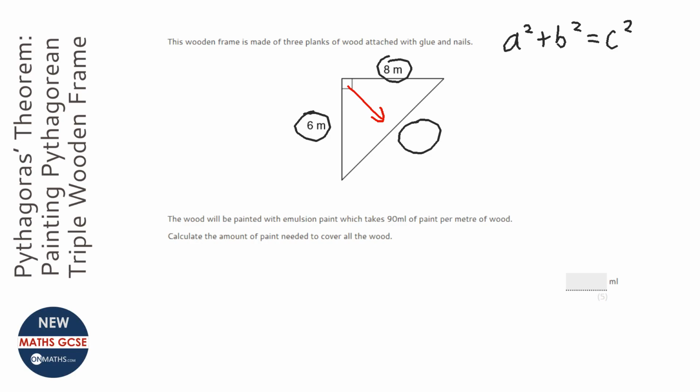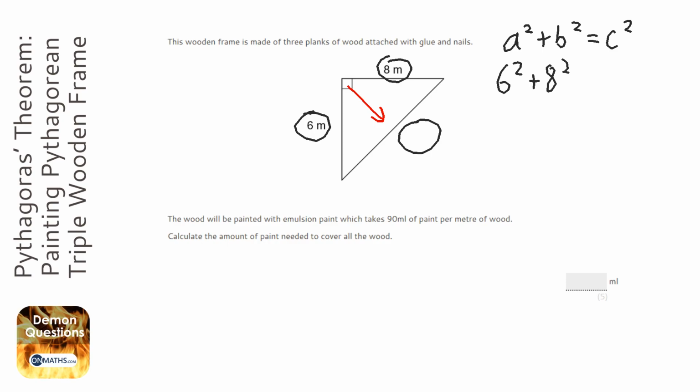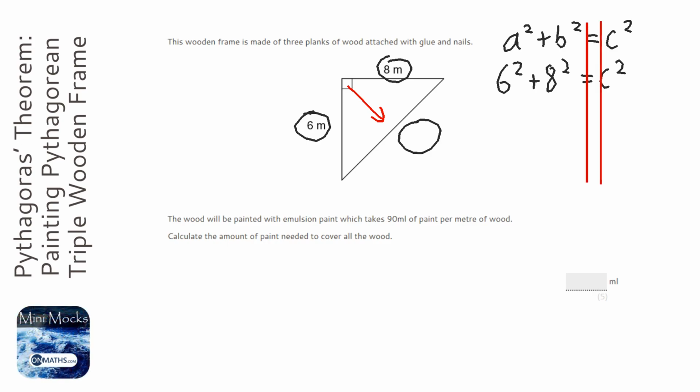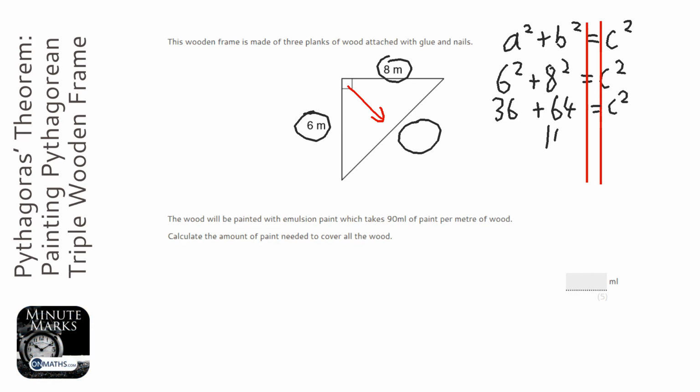A and b don't matter which way around we do it, so I'm going to do 6 squared plus 8 squared equals c squared. And I can put my lines down as I normally do. So I always put the lines down that equals. I've just missed that one. So 6 squared is 36, 8 squared is 64, which equals c squared. 36 plus 64 is 100, equals c squared. What I'm going to do is just square root both sides, so c will equal 10.